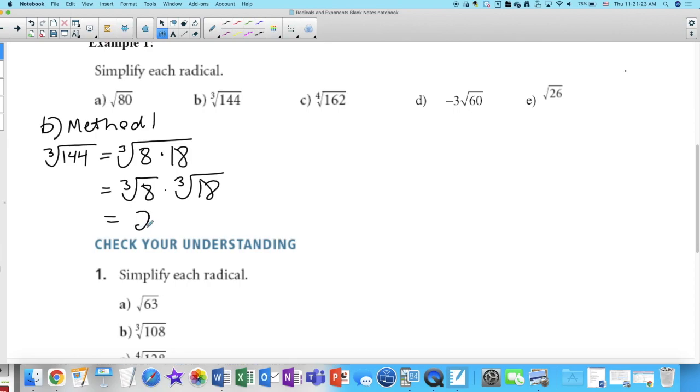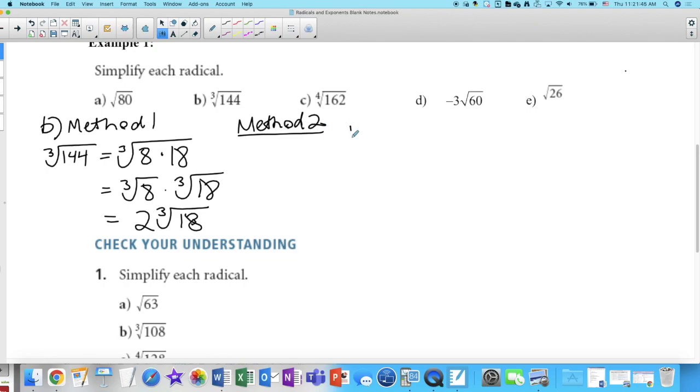Okay, so that's method 1. If we use the second method, I'm not going to use both methods for all of these. We have to take a look at the prime factorization of 144. So I'll start with 144, and I'm going to just exhaust my 2's as much as I can.